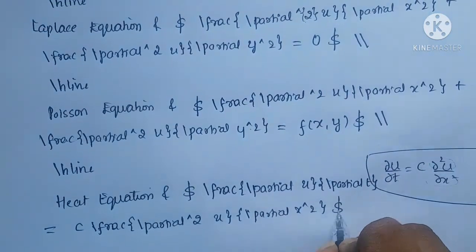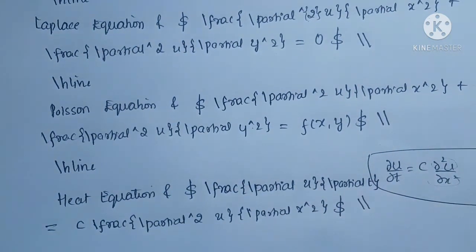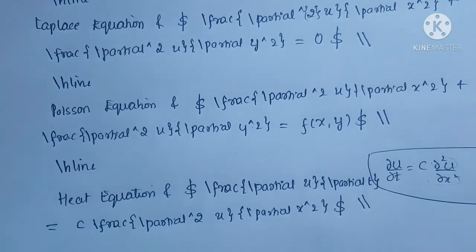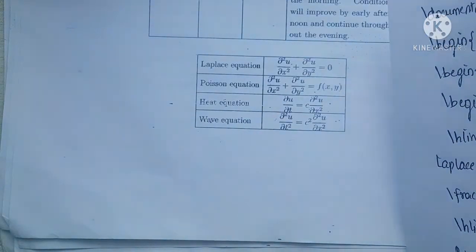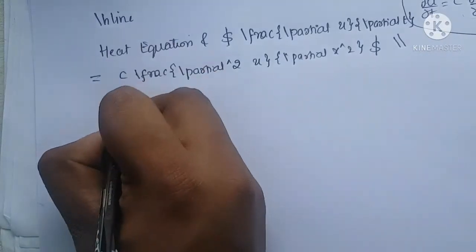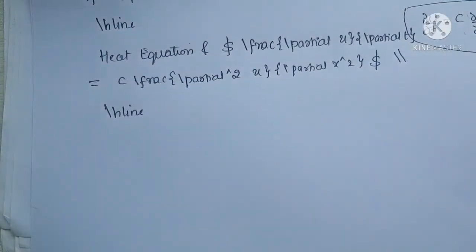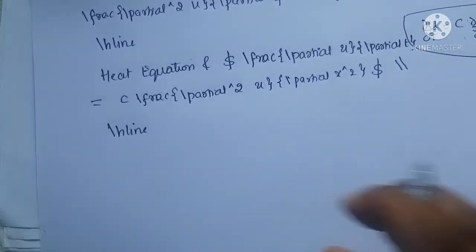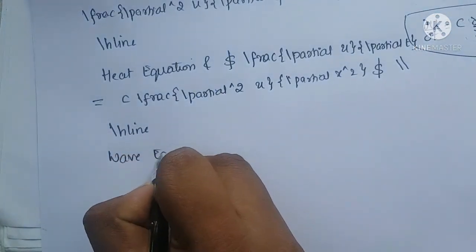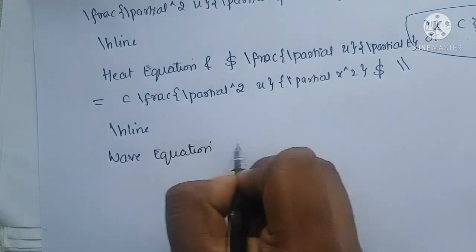I am going to end the dollars, and also that row is ending, so I am mentioning it by 2 backslashes. If you observe, after heat equation also there is a hline, so I am going to mention backslash hline. Is it clear? What is the last row? Wave equation. So I am going to mention wave equation ampersand.